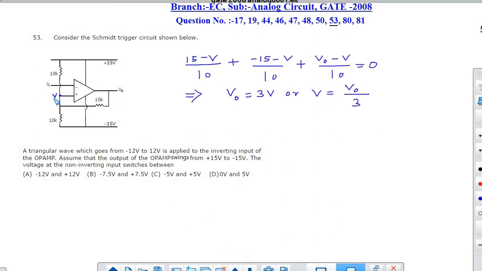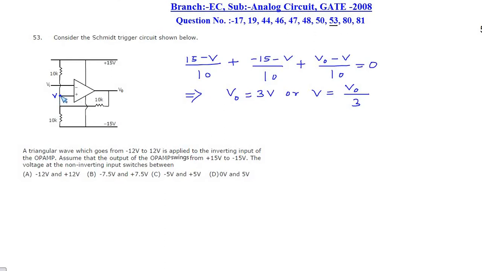Suppose V is the voltage at the inverting terminal. Now if we apply KCL at this node, the summation of currents at this node is equal to 0. That is, this current plus this current and this current. All these three currents sum to 0. So (15 - V)/10 + (-15 - V)/10 + (V0 - V)/10 = 0. If you solve this, we will get V0 equal to 3V.